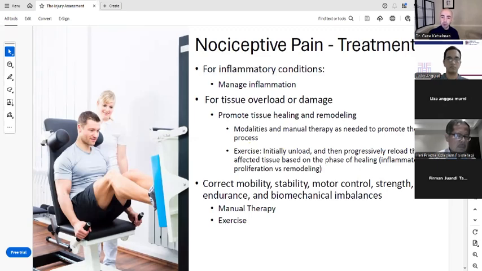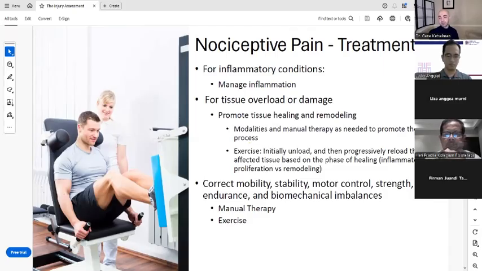In our manual therapy program, we will teach all about the different manual therapy approaches for this nociceptive pain classification. And for exercise, the whole goal of exercise in these nociceptive conditions is to initially unload the injured tissue, but then progressively reload the tissue based on the healing phases. So as we talked about, there are inflammatory, proliferation, and remodeling healing phases, and which phase you are in will determine what kind of loading you are doing.